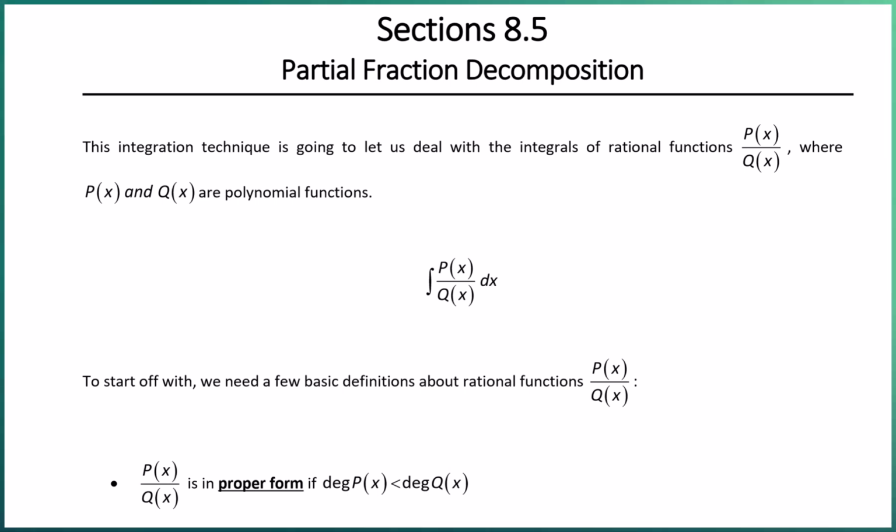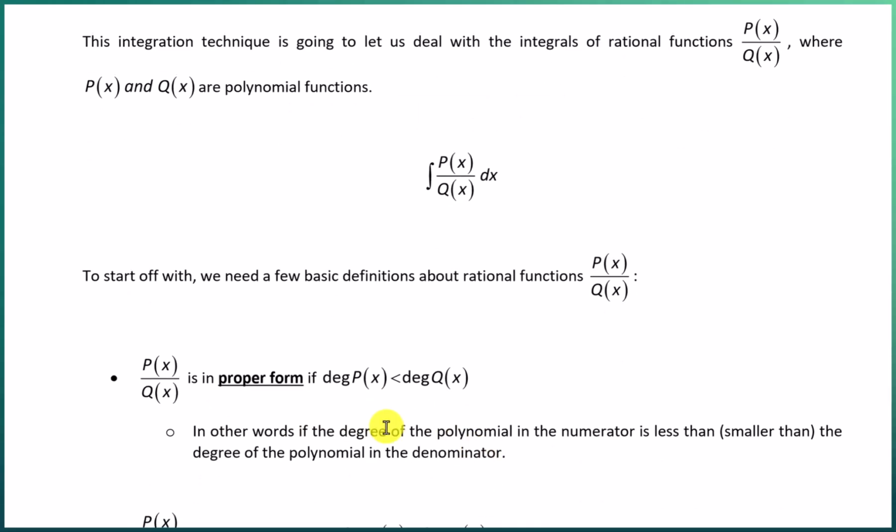So let's just start off talking about a few basics. Again, we're looking at integrating p of x over q of x, where p and q are polynomial functions. We're going to be taking an integral, and we're going to have to first look at that rational function and decide if it is in proper form, meaning the degree of the numerator is less than the degree of the denominator. If that is true, if it's in proper form, then we'll continue in our process.